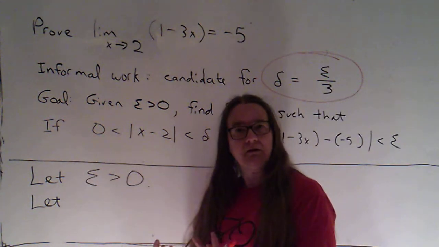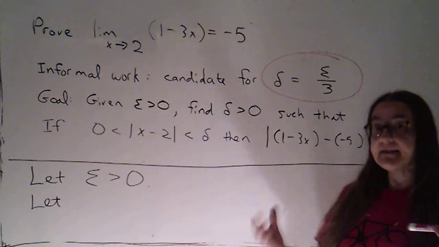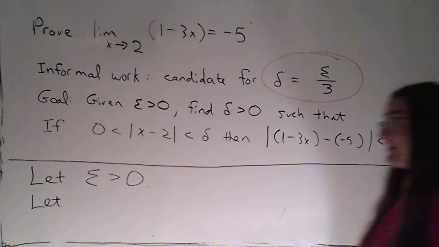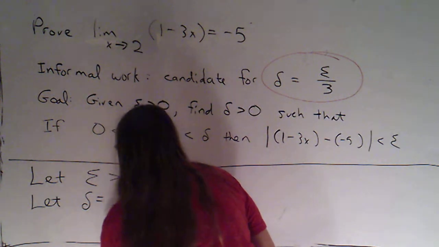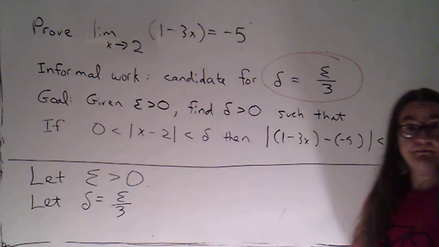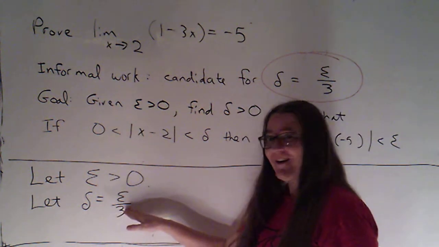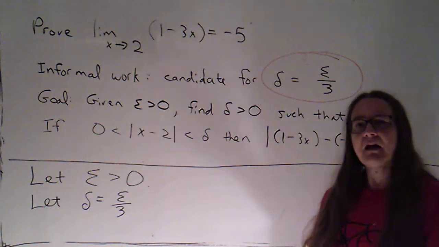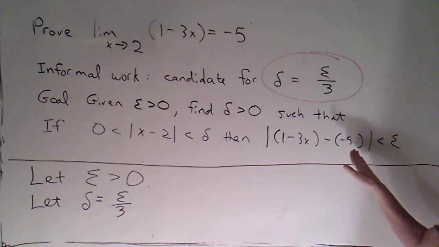I just acknowledge the challenge. I have been given a standard of closeness for my y values. And now I'm going to tell you how I'm going to meet the challenge. I'm going to introduce delta. So I'm going to let delta be epsilon over 3. Notice, because I'm describing delta in terms of epsilon, I have to introduce epsilon first.